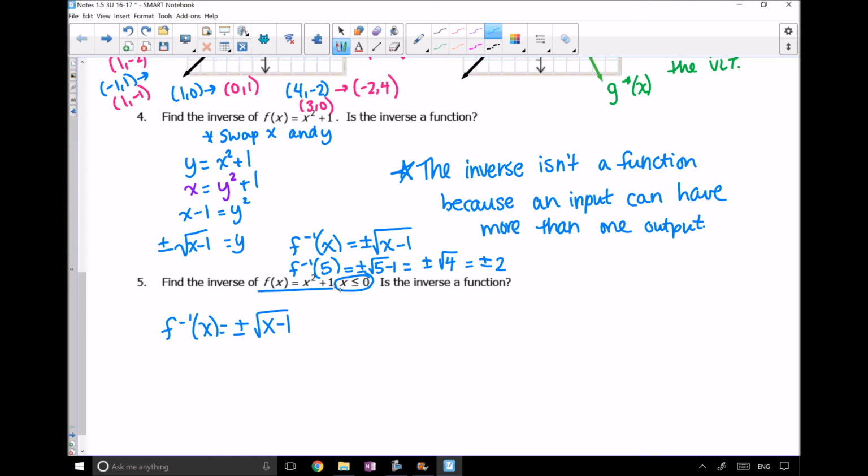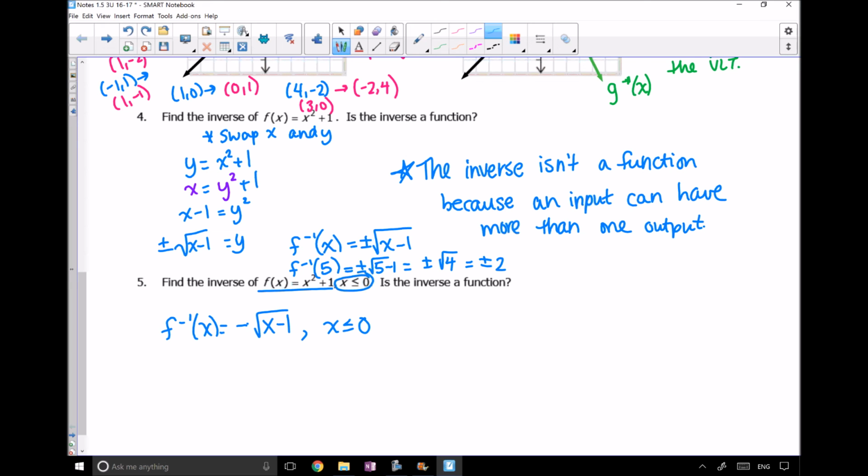But if my x's and y's are going to swap, this time our domain, x is less than or equal to 0, still applies right here. So if x is less than or equal to 0, then positive values won't work. So it's only the negative square root of x minus 1. And next time I see you guys in class, we're going to look at this a little bit more in depth graphically so you can truly understand questions 4 and 5.